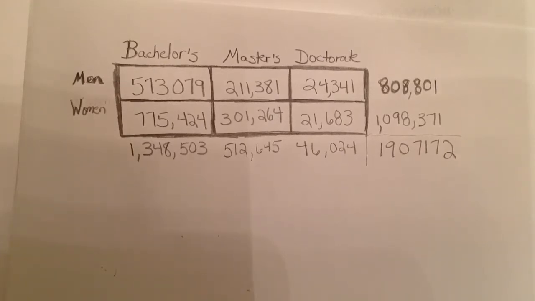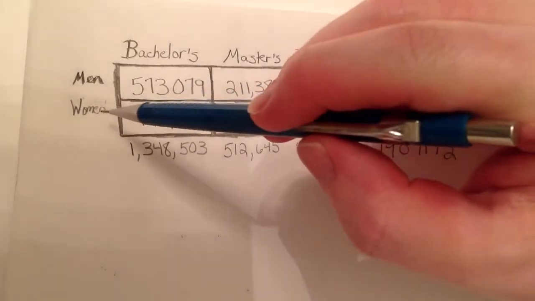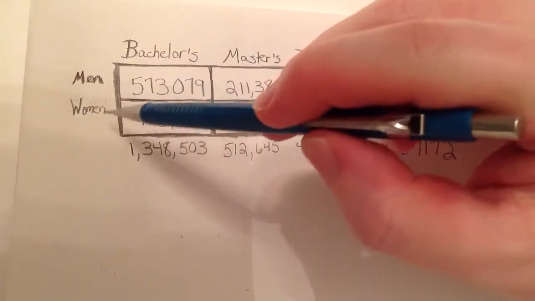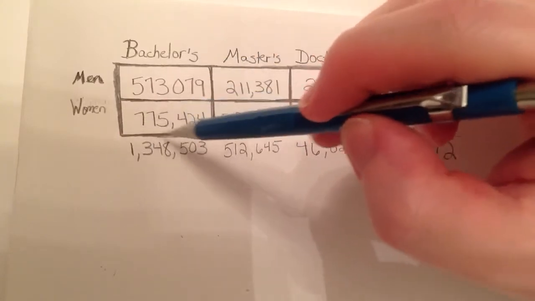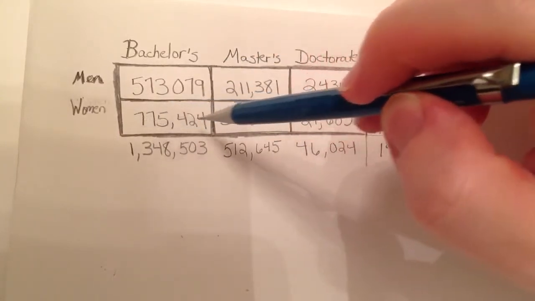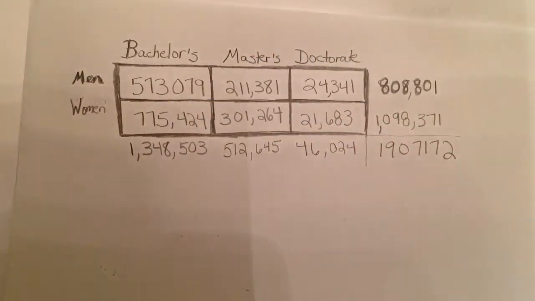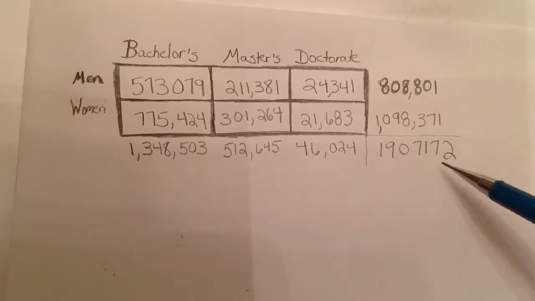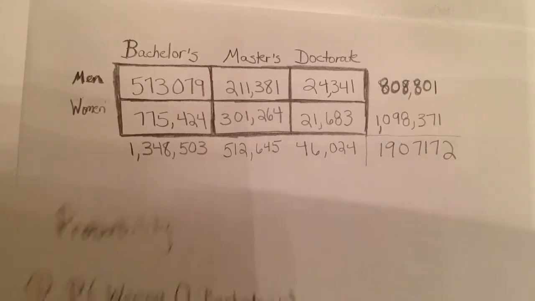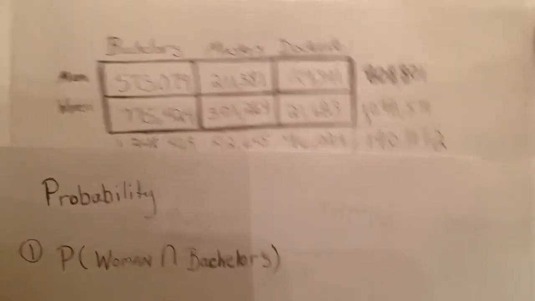Okay, and the way you would read this is having the characteristics of gender is woman, and then with the bachelor's degree, so you're looking at woman and bachelor's, and so you're looking at this many degree recipients over in this category. So you have 775,424, and that is going to be out of 1,907,172.